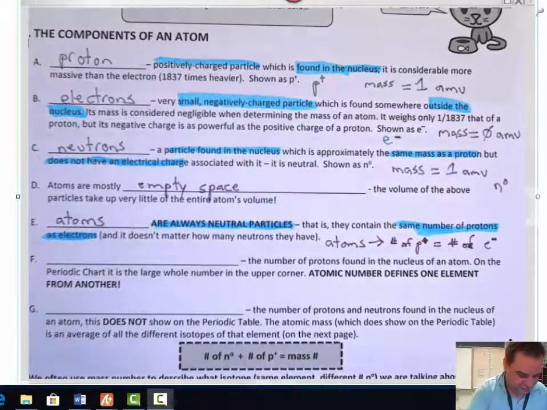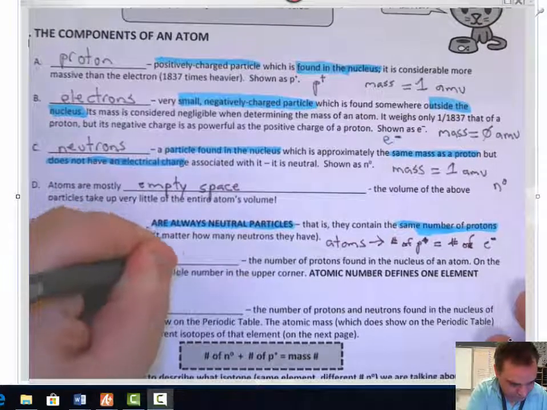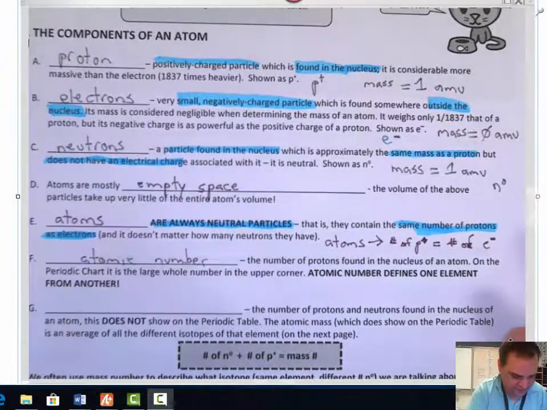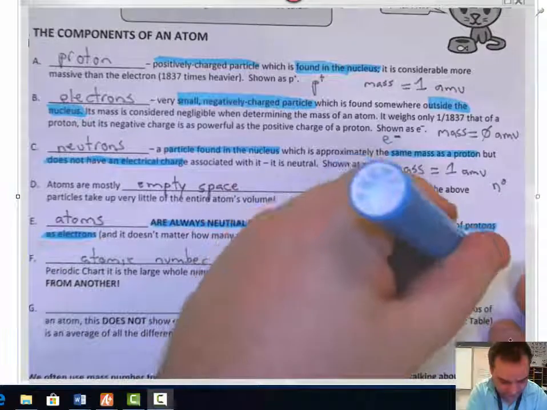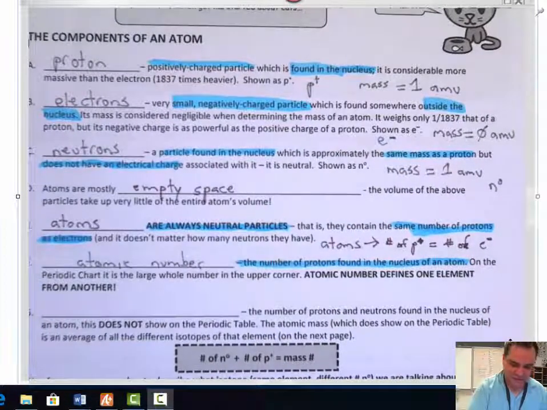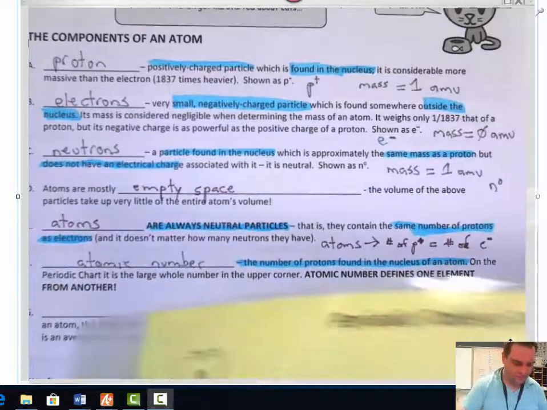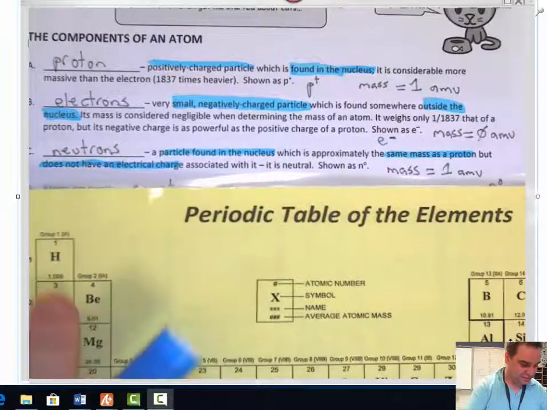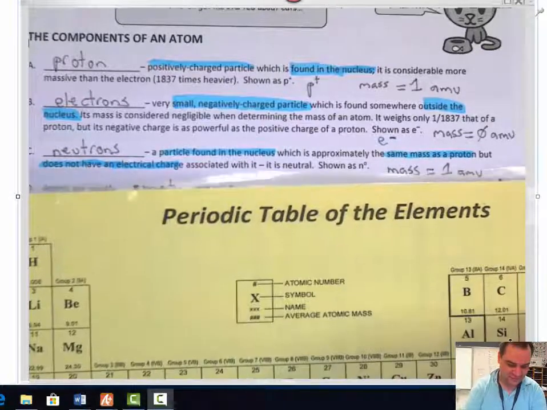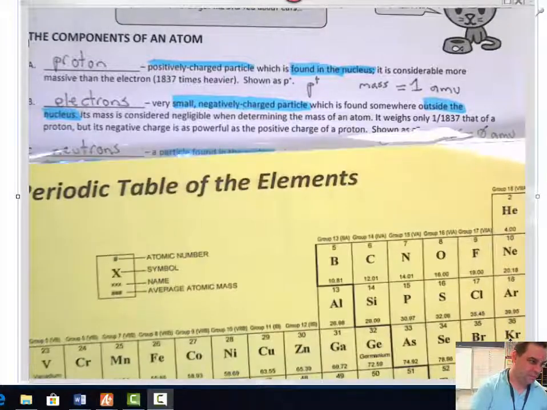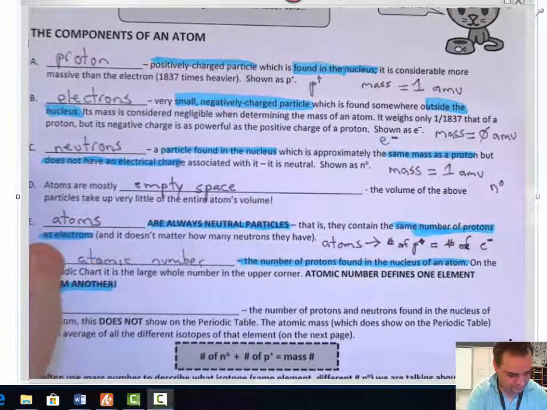The atomic number is the number of protons found in the nucleus of an atom. On the periodic table, there are numbers in blue. Notice that the periodic table is arranged by atomic number: 1, 2, 3, 4, 5, 6, 7, 8. Each element has a unique atomic number that identifies the element.